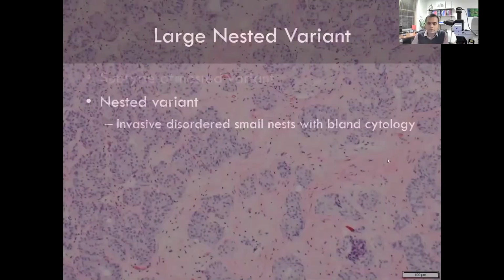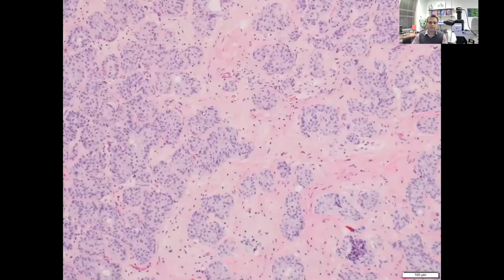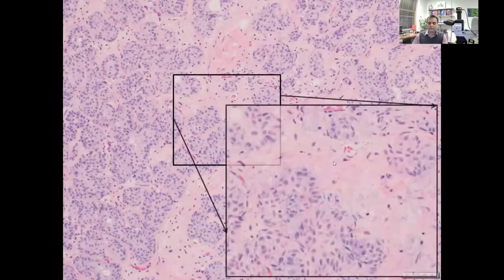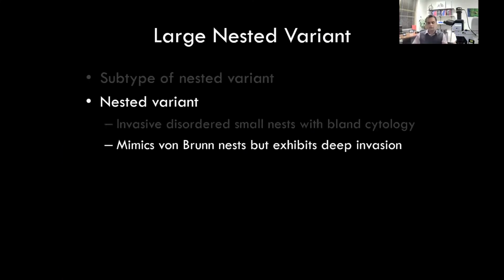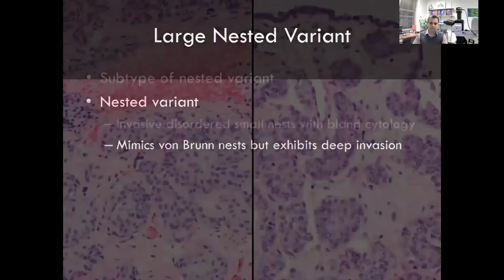Okay? And here's an example. So you see a very regular proliferation of these urothelial nests, these small nests. And if you look closer, you will see that there's hardly any cytologic atypia. Right? They're rounded nuclear membranes. I can't really see much of the nucleoli, and the chromatin is also very regular. I don't see any mitotic figure. So classic description of nested variant of carcinoma. But we all know that this one is an aggressive tumor and it exhibits deep invasion.